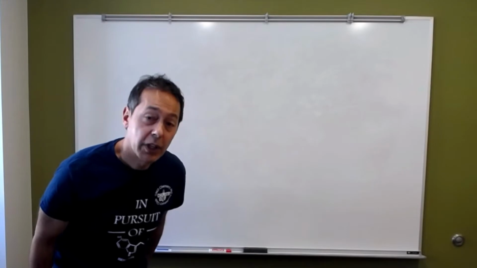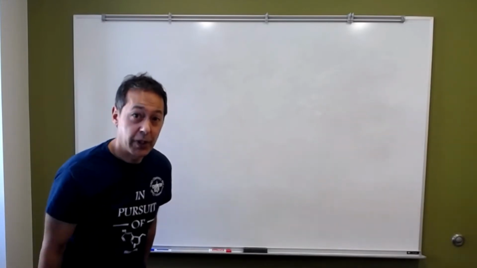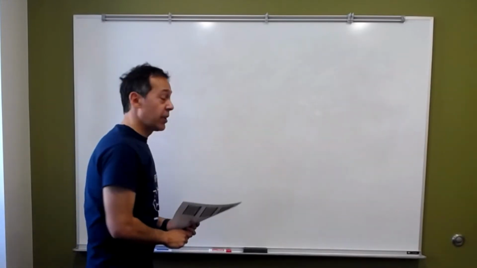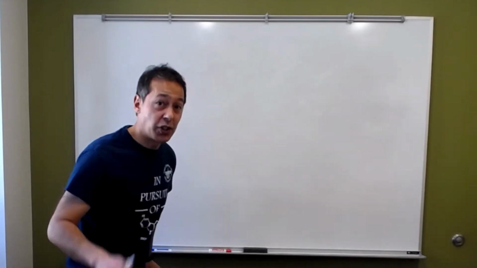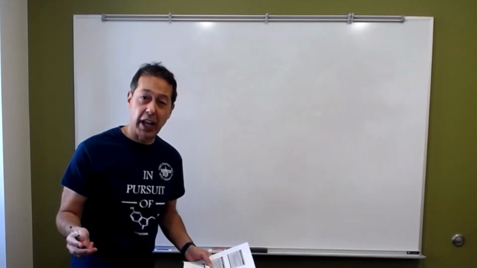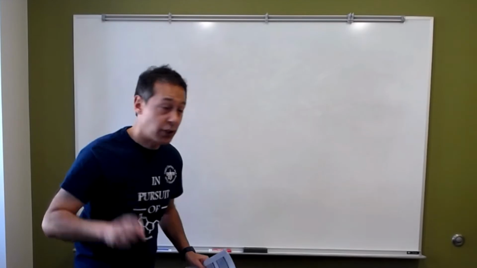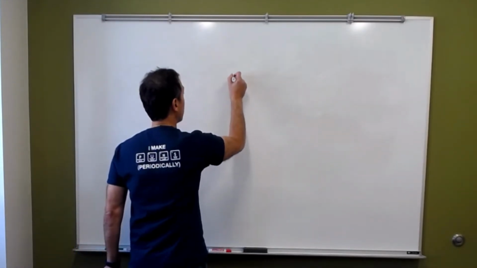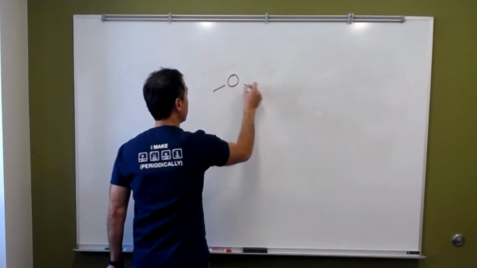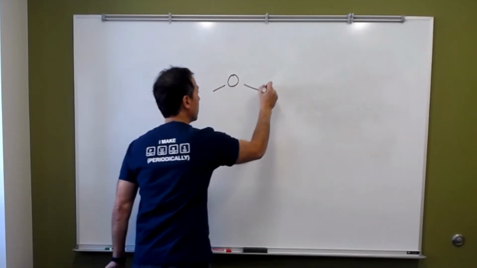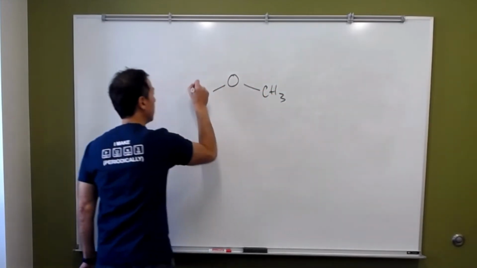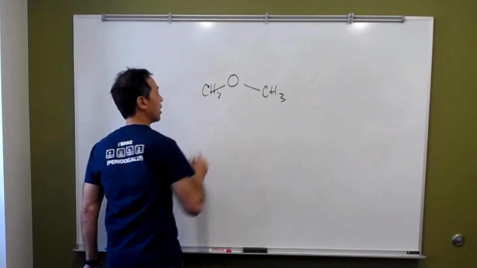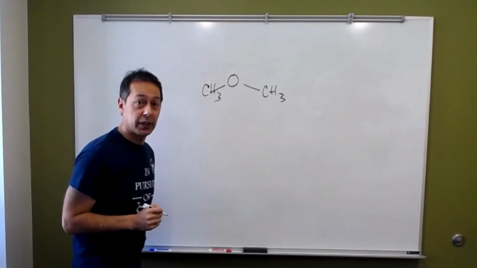In this video, we're going to take a look at ethers. Now, ethers are just carbon atoms attached to an oxygen atom. Or maybe I should say it's an oxygen atom with a couple of carbon atoms attached to it. So the basic structure for an ether looks like this. Oxygen atom, and here we would have a couple of carbon atoms attached to it, like this, okay?